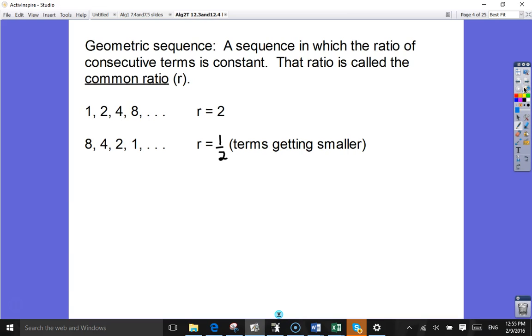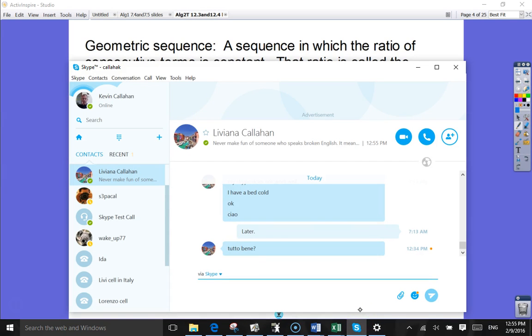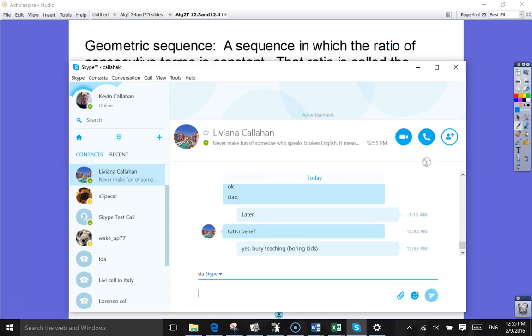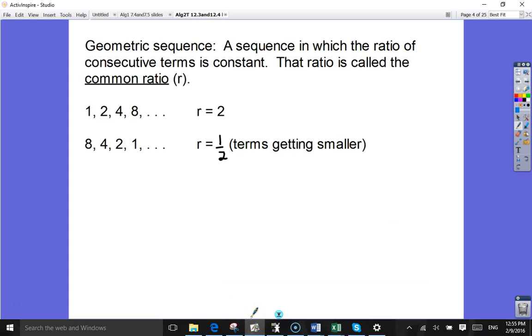Clicker. Man, I shouldn't have done that. Hopefully I can edit that out. Okay.